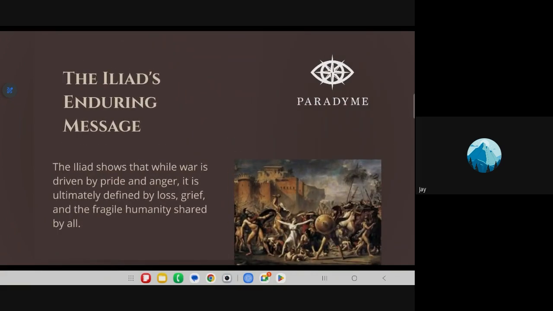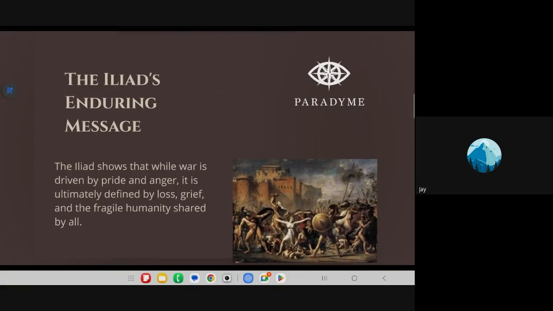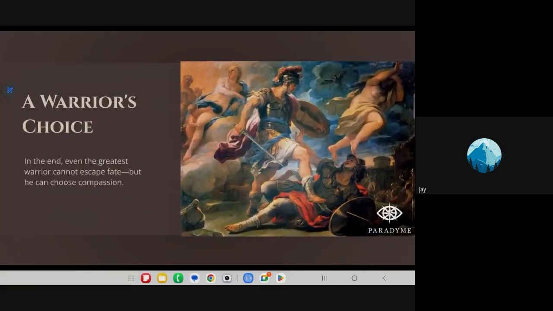The Iliad shows that while war is driven by pride and anger, it is ultimately defined by loss, grief, and the fragile humanity shared by all. In the end, even the greatest warrior cannot escape fate, but he can choose compassion.